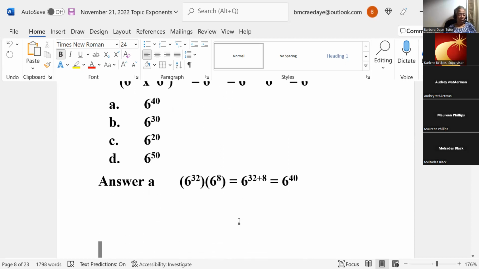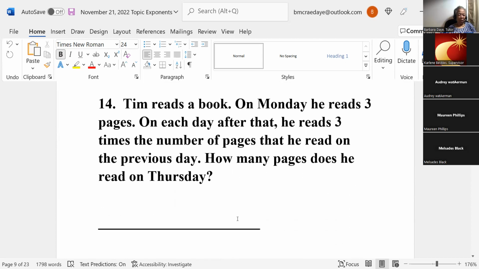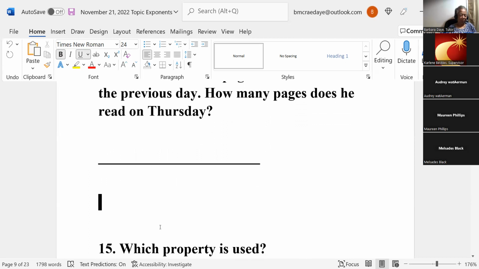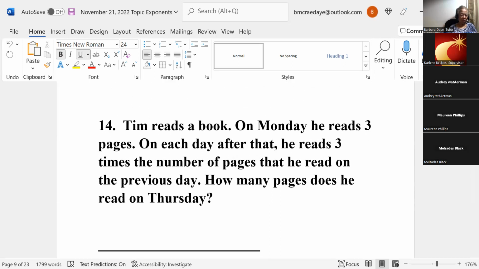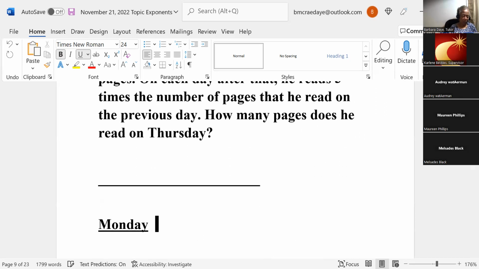Okay. All right, let's go to number 14. So 3 books on a Monday, 3 times the number on the previous day. So let's just put here Monday. How many books, Maureen, on a Monday? 3. So you read 3 pages here. Okay, so Monday is 3 pages.